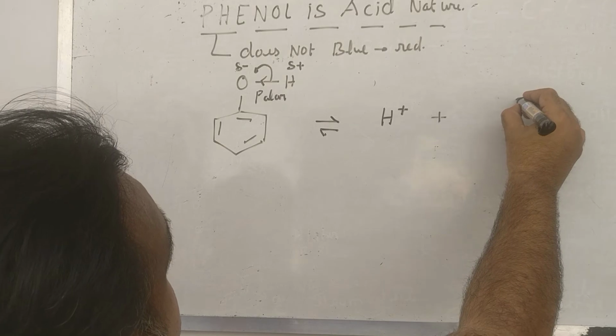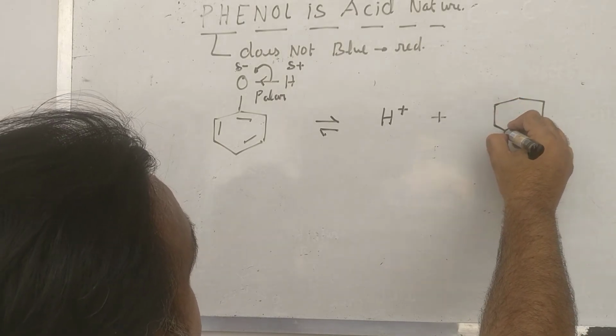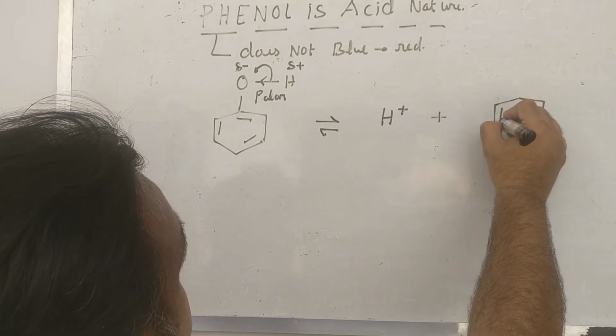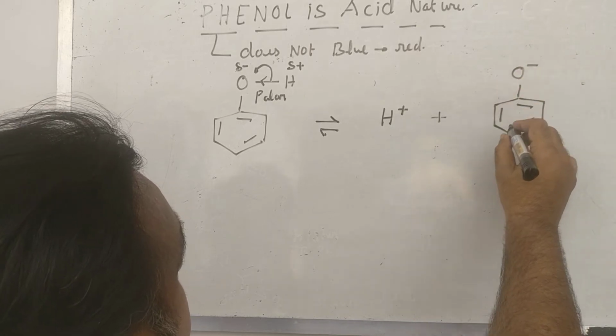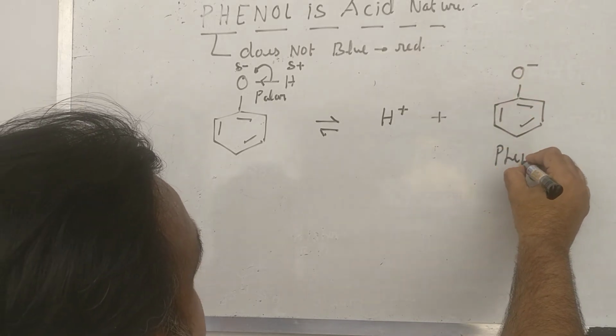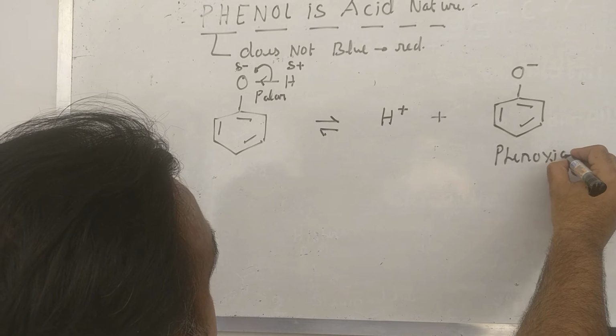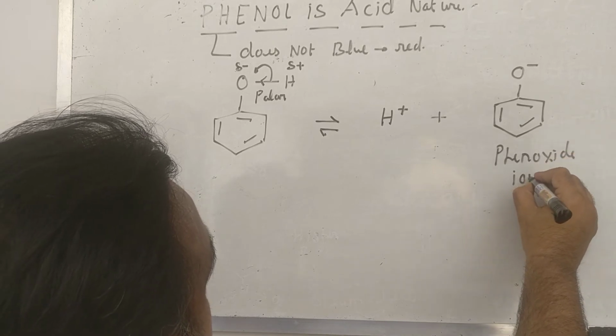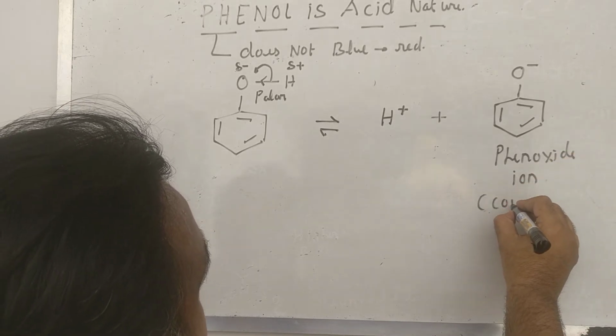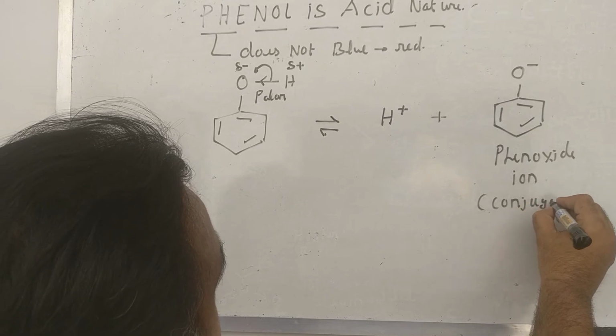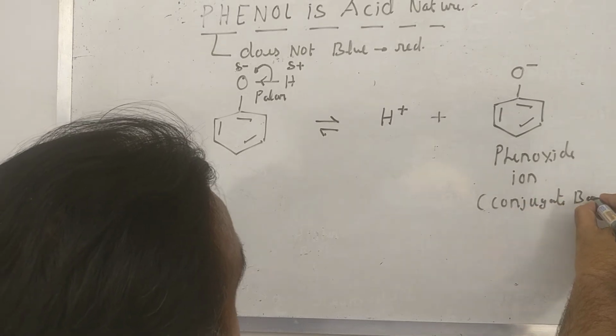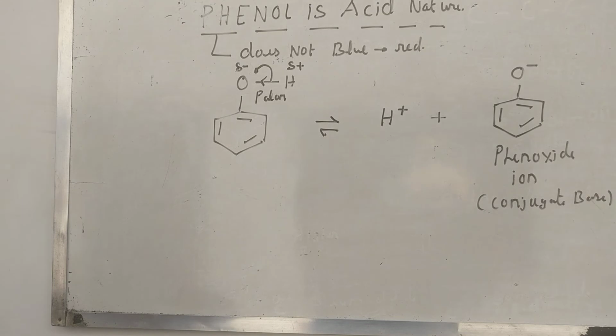After giving out H plus, it changes into a conjugate base called phenoxide ion. Phenoxide ion is a conjugate base of the phenol. You know what is a conjugate base? After an acid gives out H plus, the species which is formed is called nothing but the conjugate base.